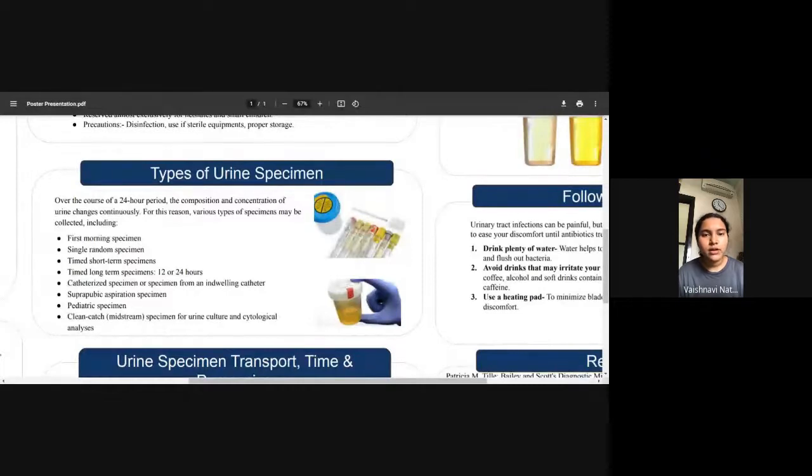Then there's a suprapubic aspiration specimen. This method is used when a bedridden patient cannot be catheterized or a sterile specimen is required. Then there's a pediatric specimen. These are specially for small children or infants. A special urine collection bag is adhered to the skin surrounding the urethral area, and the urine is collected in that bag. And then comes the most common specimen, that is the clean catch or midstream specimen. It is used for culture and sensitivity testing because of its reduced incidence of cellular and microbial contamination.